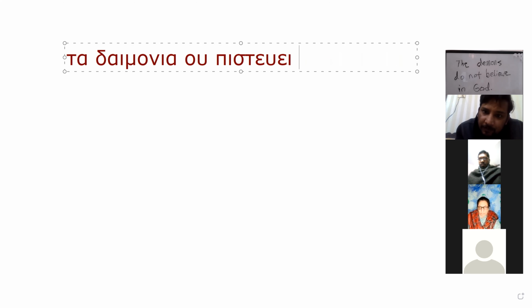Actually, the right answer is this, pistuei. And the reason it's correct is that we have a new rule we have to learn. Neuter plural subjects have singular verbs. If the subject is neuter plural, the verb will still be singular. Why is this the case? I don't know. I didn't invent the Greek language. Somebody else did. Neuter plural subjects, as in ta daimonia, the verb must still be singular.